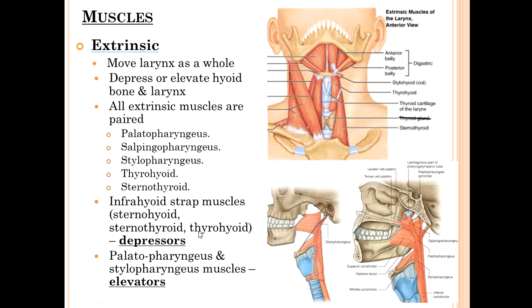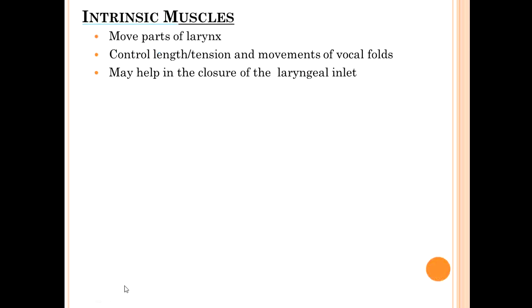That is from thyroid cartilage to hyoid bone. All these are depressors of the larynx. What about the palatopharyngeus and stylopharyngeus? They are elevators. Palatopharyngeus comes from the soft palate to the larynx, and stylopharyngeus from the styloid process to the larynx. So they are elevators of the larynx.